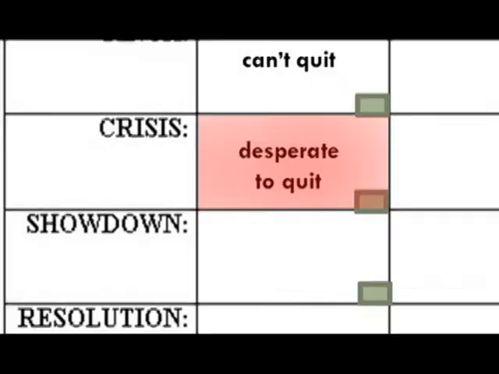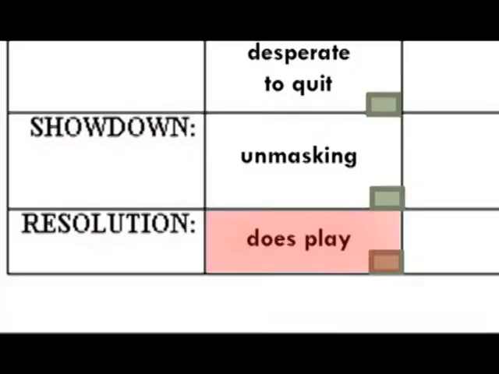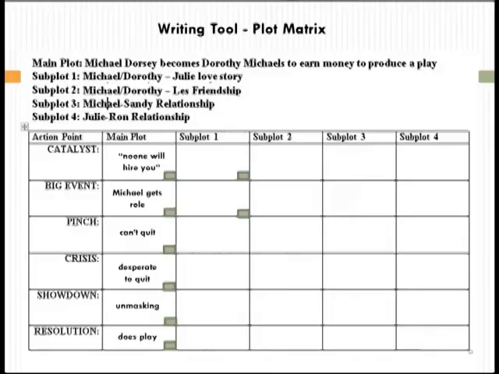He becomes desperate to quit. It becomes so desperate that that leads to the unmasking scene where he reveals to the world that he is not really Dorothy Michaels, but instead a man who's been playing Dorothy Michaels. And finally, there is the resolution of that story, which he's got the money he needs, and so he's able to produce his play. That is the A story.